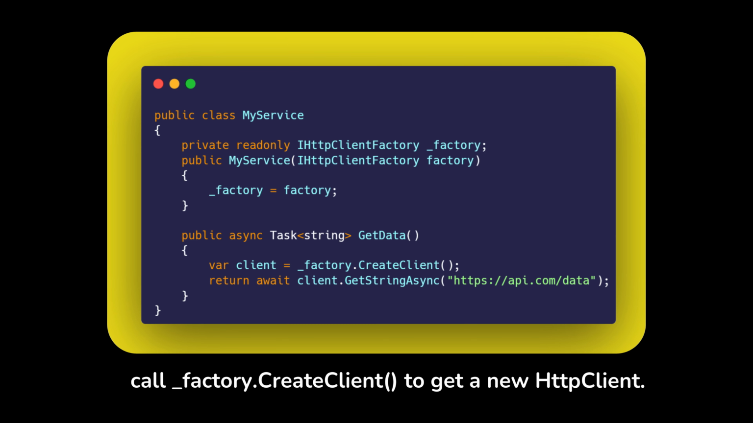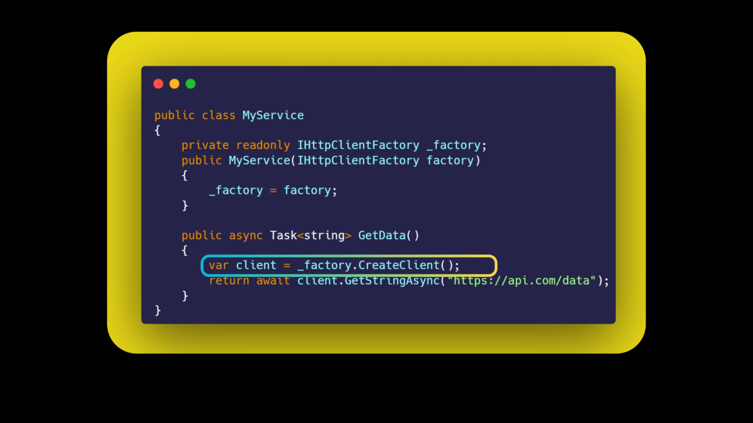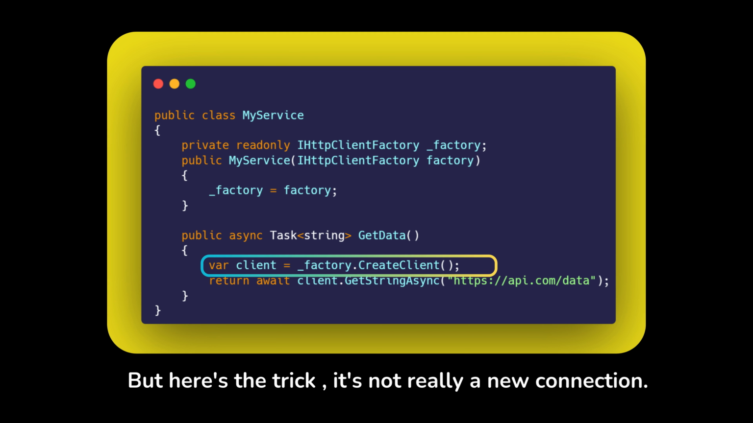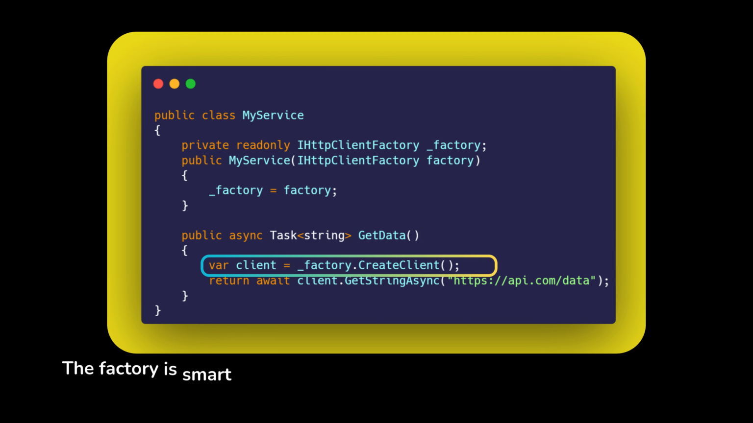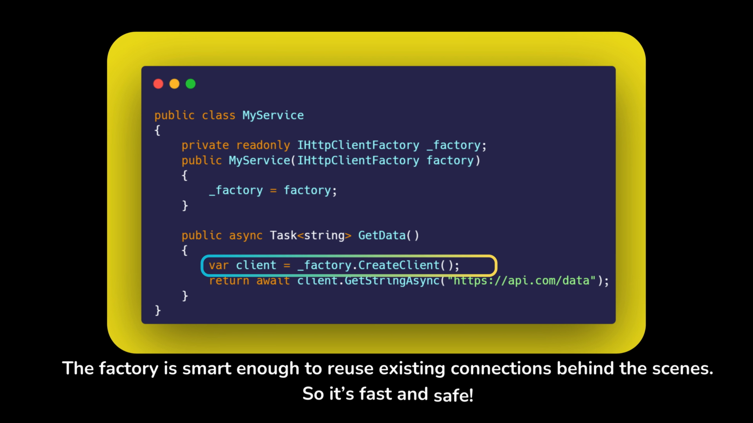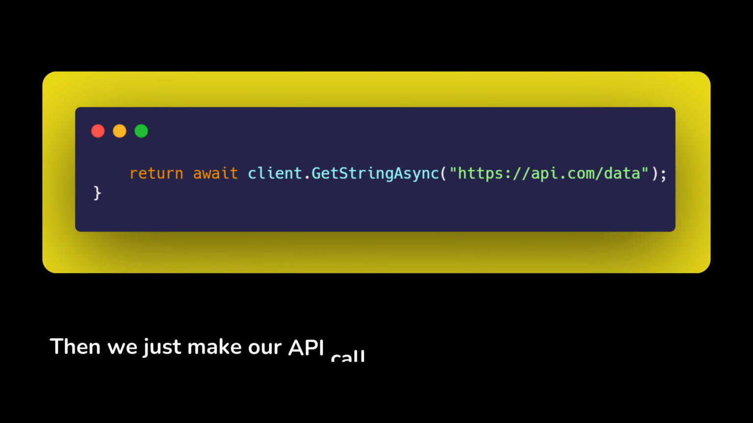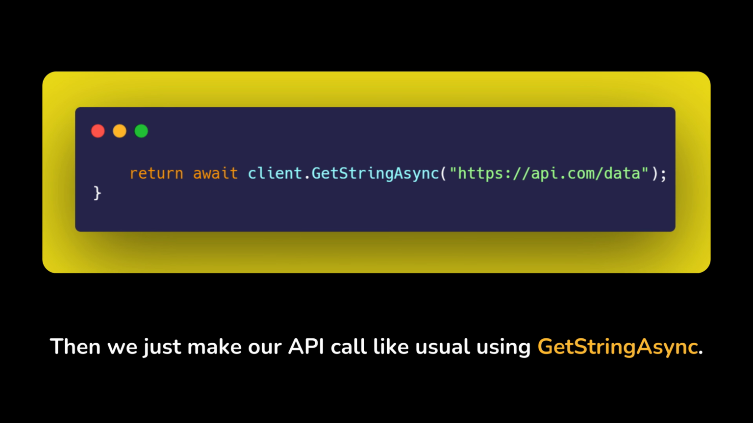Now, inside our method, we call _factory.CreateClient to get a new HTTP client. But here's the trick. It's not really a new connection. The factory is smart enough to reuse existing connections behind the scenes. So it's fast and safe. Then we just make our API call like usual using the GetStringAsync method.